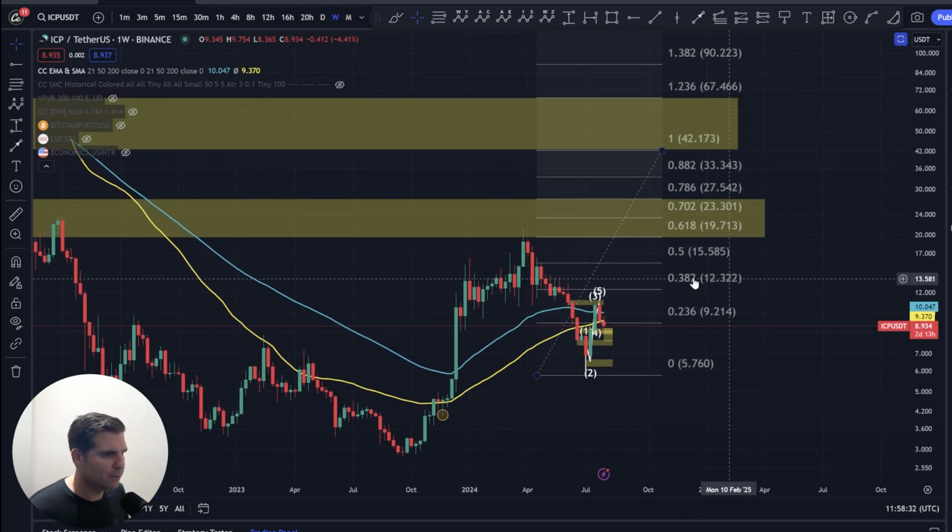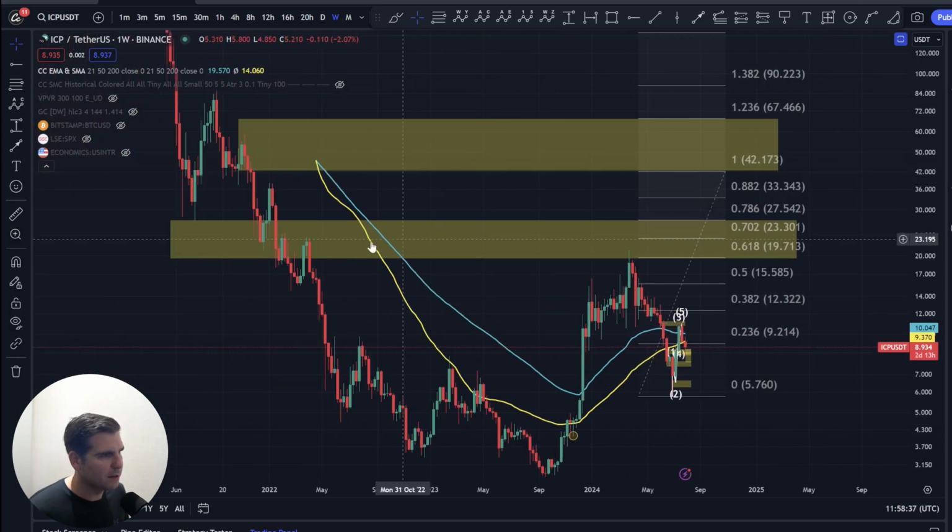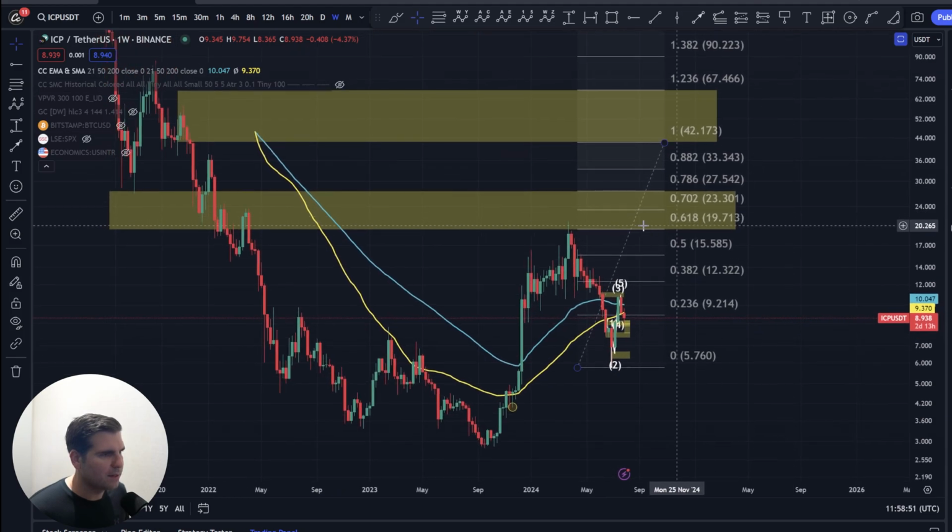Okay, so on our weekly time frame, there are two key areas that I'm looking at here for ICP. We can see this previous one down here, the 0.618 to the 0.786. This is an area of previous resistance, previous support that was turned to resistance. And you can see the resistance coming in here on this 0.618 as well. That is coming in at $19.71.